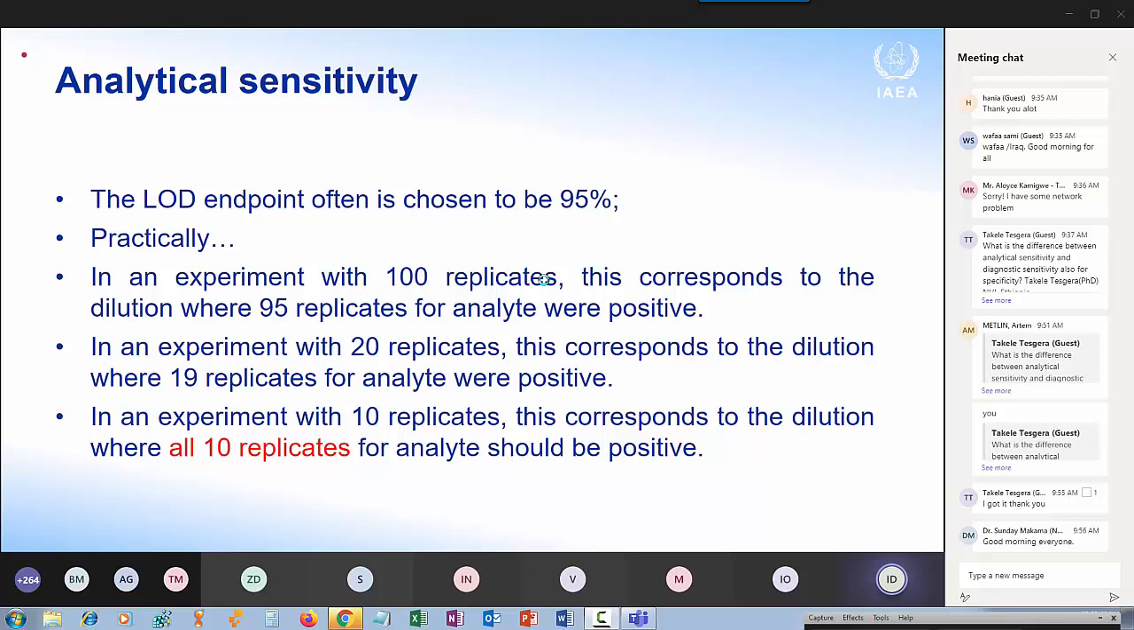Theoretically, it will be 9.5, but we will calculate the limit of detection point as the dilution step in which all 10 replicates give us a positive result. And we can say that this point on the scale, or this quantity, if we have a standard with quantified material, will be our limit of detection of the assay with 95% confidence.